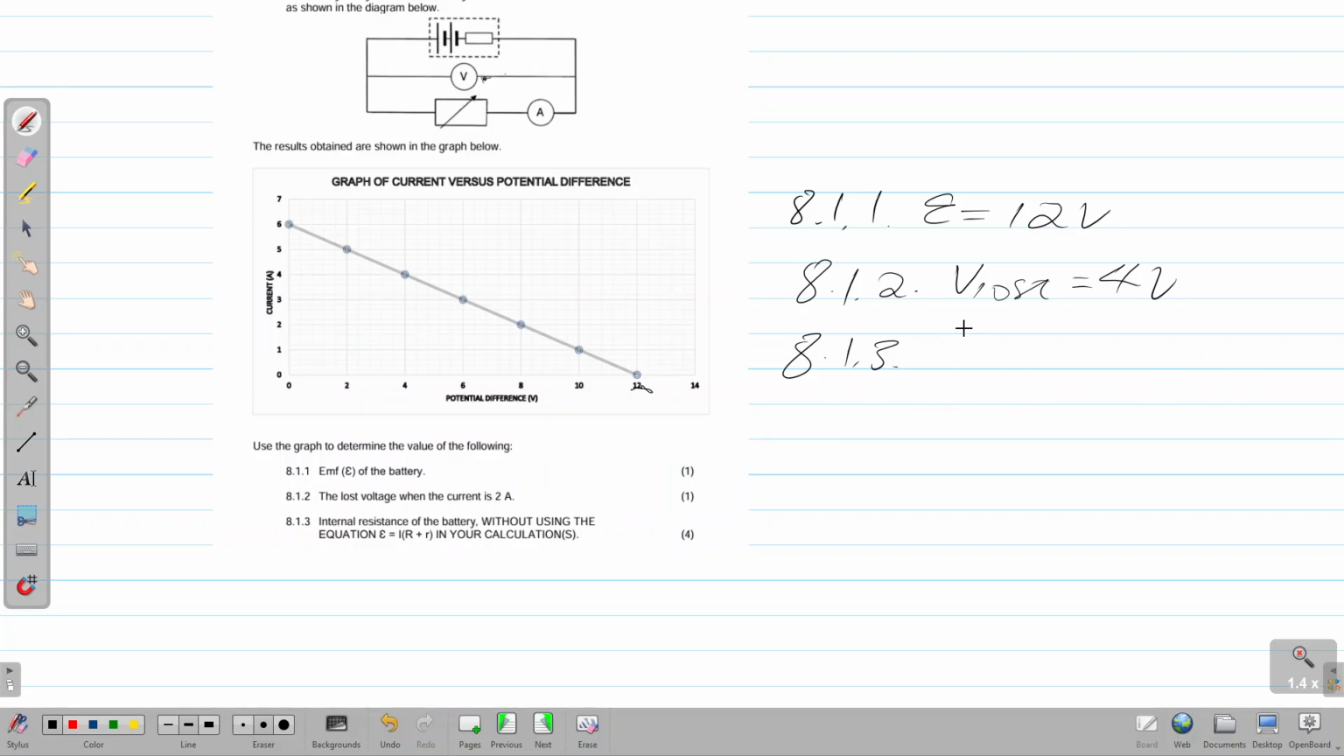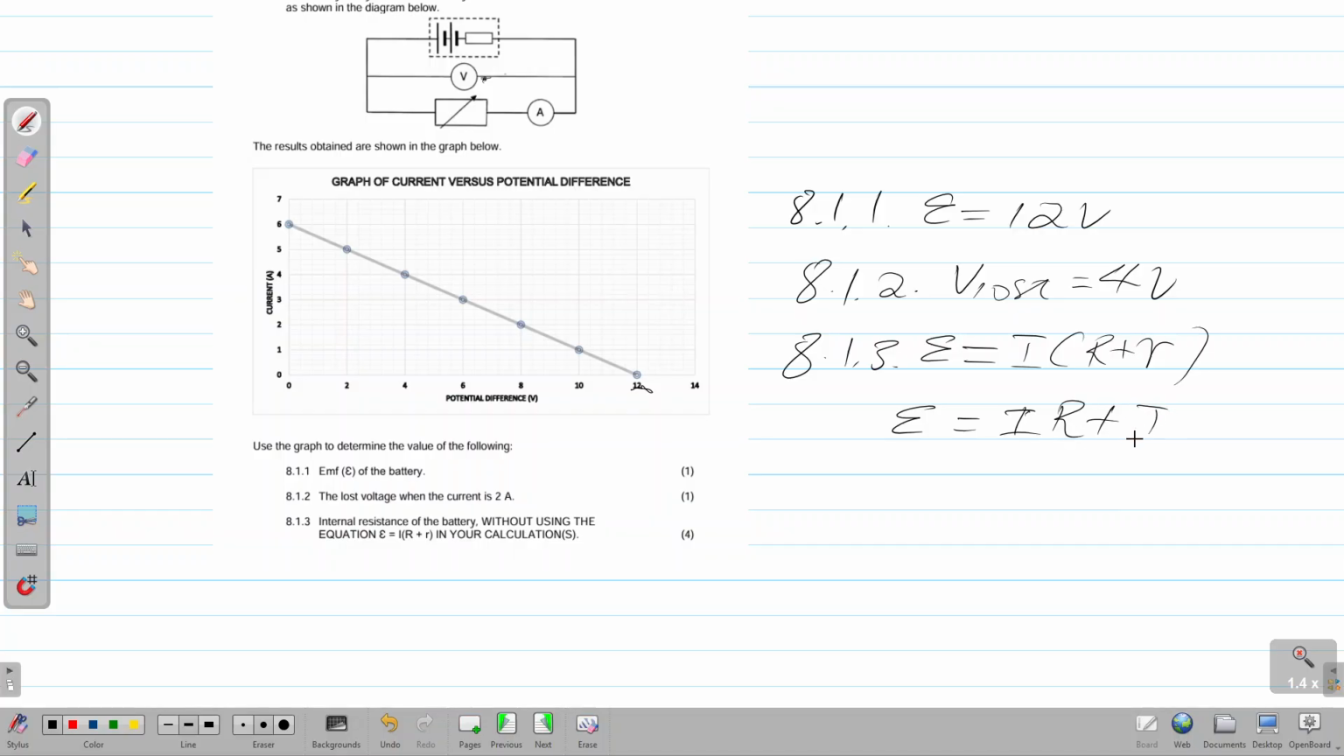So this is where I'm going to start. I'm going to start with this equation, but I'm not going to use it in my calculations. All I want to see is what it would look like in the form of y is equal to mx plus c, because I have current here on the y-axis, so that's going to be my y, and the potential difference is going to be my x. Anyway, let me start here. I don't memorize equations, so pardon me.